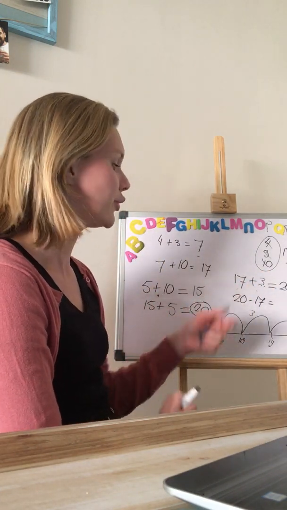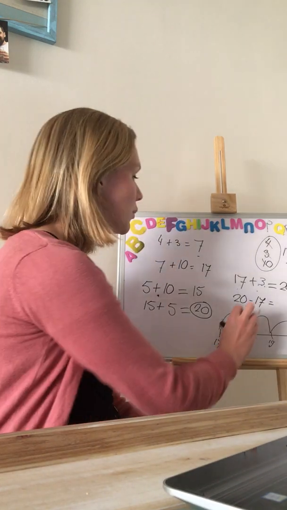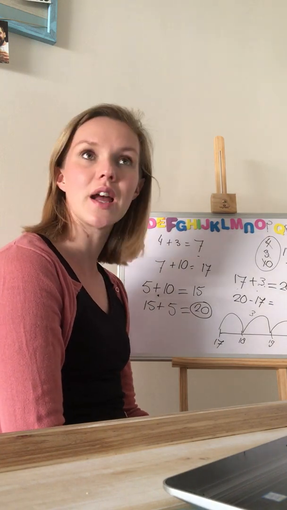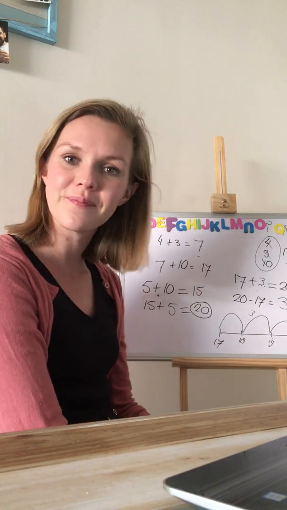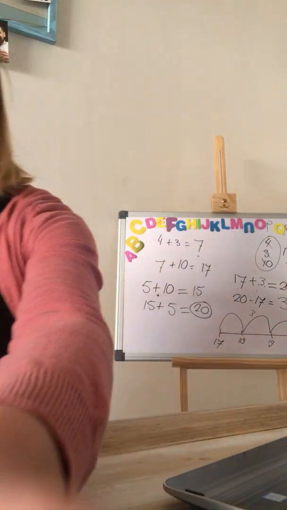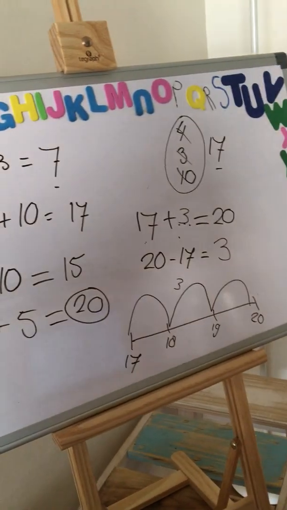What would be the answer to this one? 20 minus 17. What would be the result of that? 20 minus 17 equals 3. And that's where it all comes together. I'm going to put the camera a bit closer so that you will be able to see it better. You see?